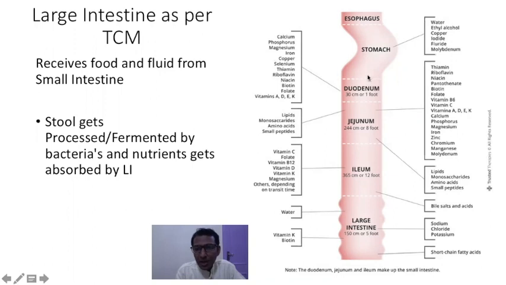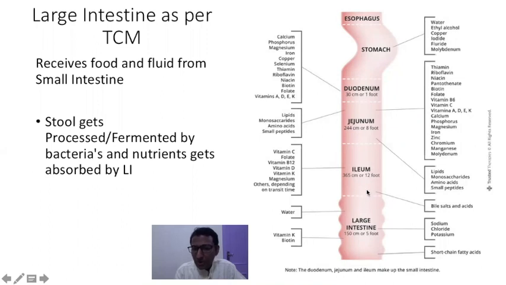If you see, the majority of the absorption happens in these three sections. In the duodenum you see calcium and vitamins A, D, E, K. In the jejunum you have lipids, amino acids, monosaccharides, then thiamine, iron, zinc, molybdenum, manganese, etc. And in the ileum you see vitamin C, magnesium, vitamin K, and bile salts. The entire stretch gets absorbed in the small intestine. That is the major part where all the nutrients get absorbed.